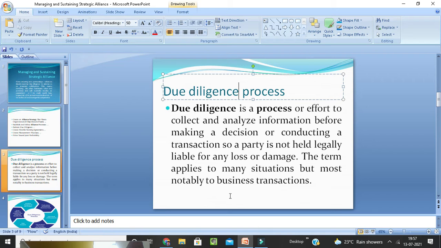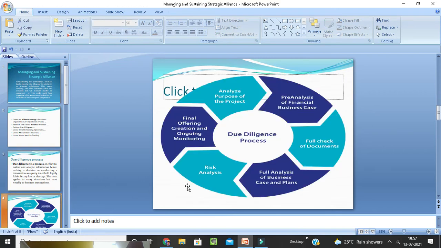If you see the due diligence process, first it will go with the pre-analysis of the financial business case. That means, what does it include? What is their financial background? How much credit note does it have? How much beneficiary will be there? Then they will do a full check of documents. They will check whether the company has all the legal documents as per the norms, whether it is matching or not. Next, they will fully analyze business cases and plans.